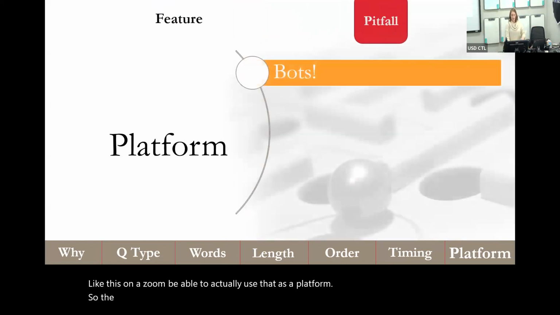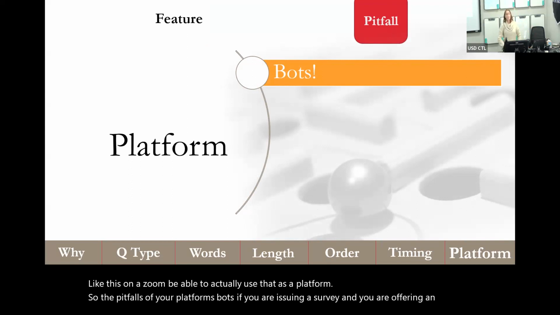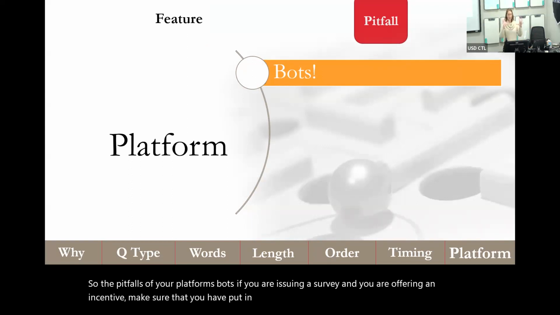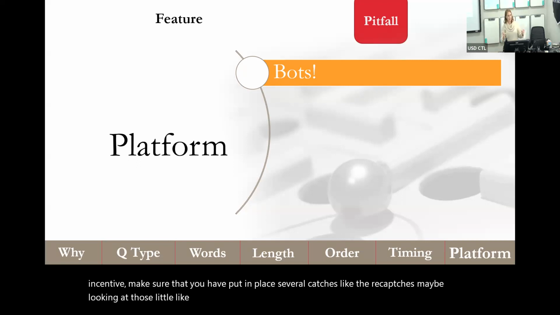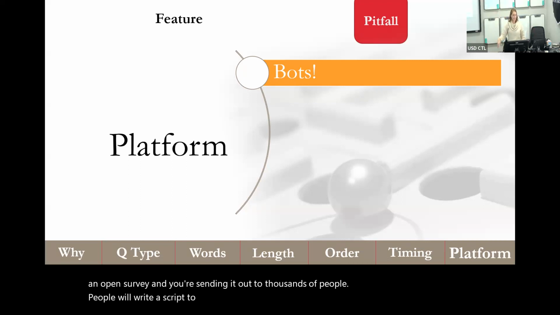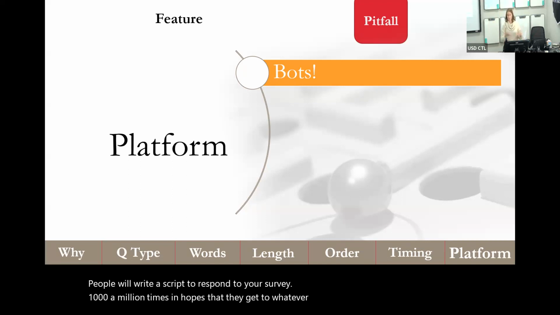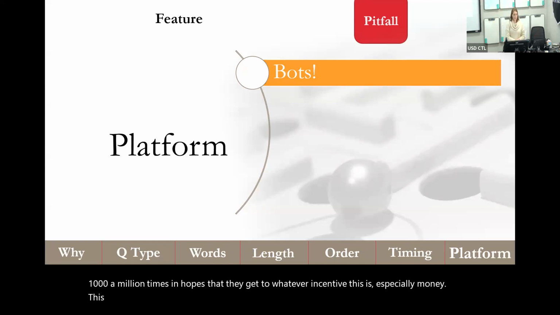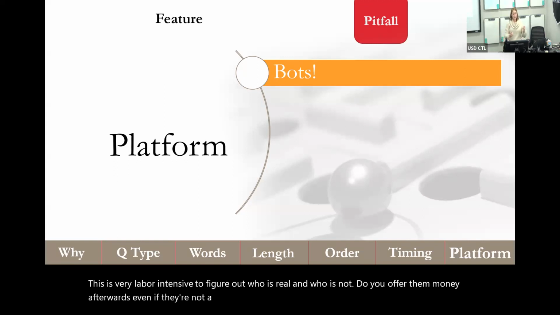So the pitfalls of your platforms: bots. If you are issuing a survey and you are offering an incentive, make sure that you have put in place several catches, like reCAPTCHAs, maybe those little select-the-cat-for-your-next-answer checks, because people are very wily. If this is an open survey and you're sending it out to thousands of people, people will write a script to respond to your survey 1,000, 1,000,000 times in hopes that they get whatever incentive this is, especially money. This is very labor intensive to figure out who is real and who is not. Do you offer them money afterwards, even if they're not a real response? So do be very aware if you're offering an online survey.